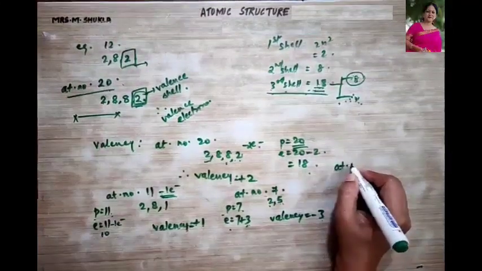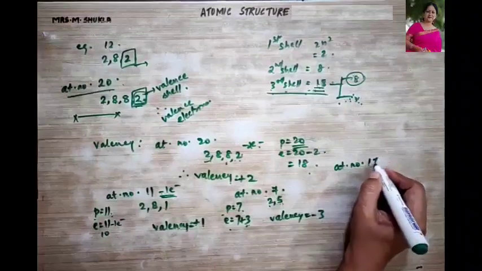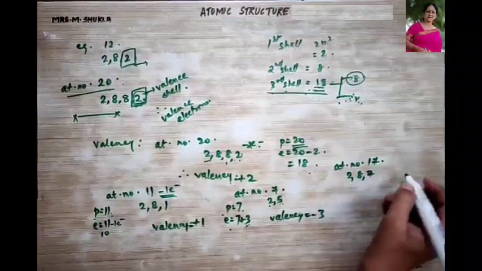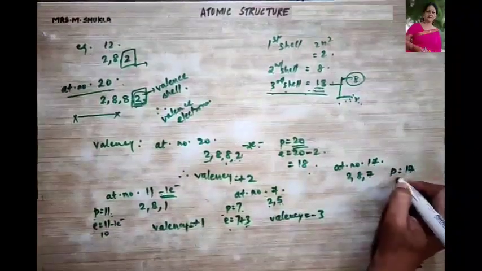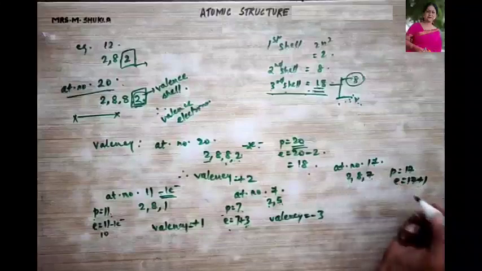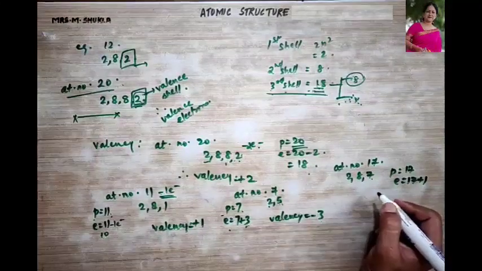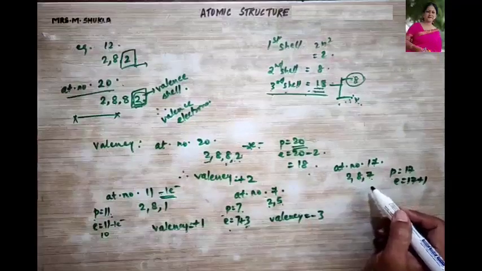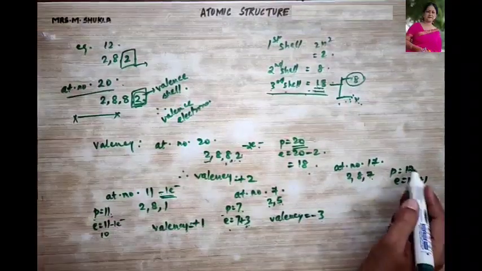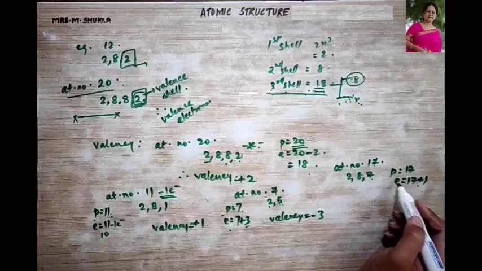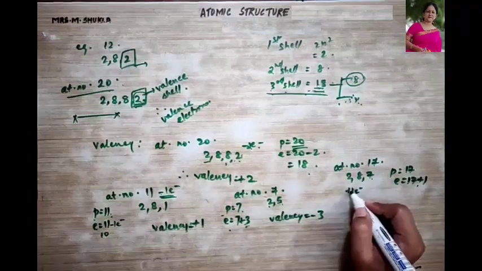Let's take atomic number 17. Configure, 2, 8, 7. Here protons are 17, electrons are also 17. It needs 1 more electron to follow the octet rule. So now what is more? Protons are more, or electrons are more? Electrons are more. So it has accepted 1 electron.